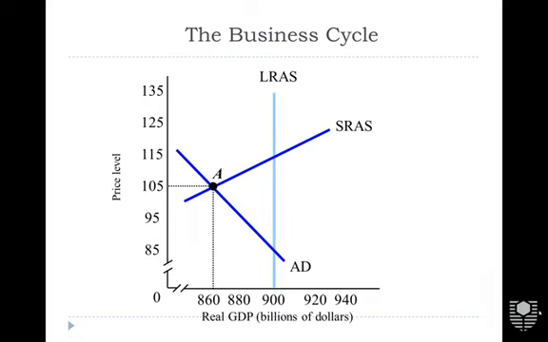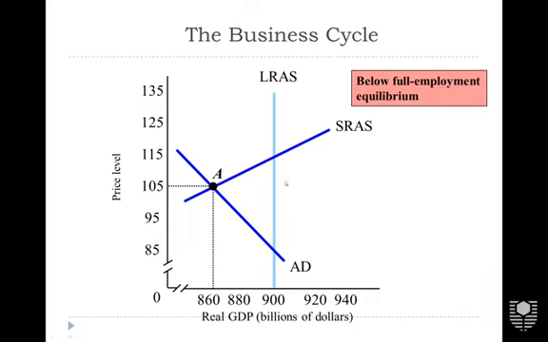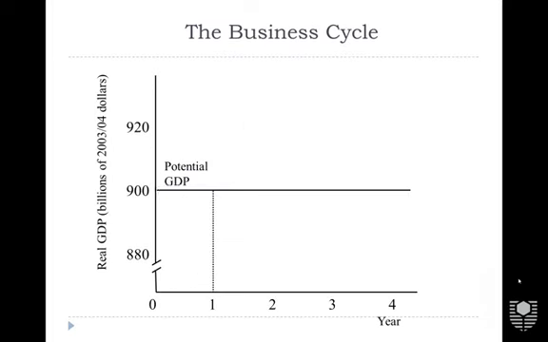Let me show you how. This is where the short-run aggregate supply curve and long-run aggregate supply curve should intersect. But in the short run, the point of equilibrium is here. That means we are producing $860 billion, but we have the capacity to produce $900 billion of GDP. So we're producing less than the full employment level. That means there is a gap, and because we're producing less, it is known as the recessionary gap.